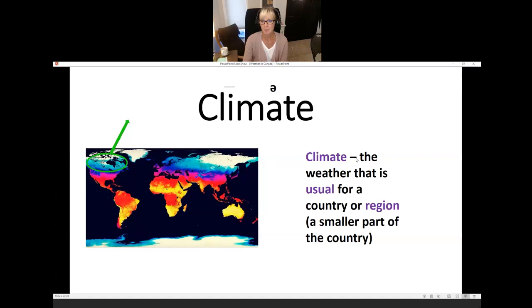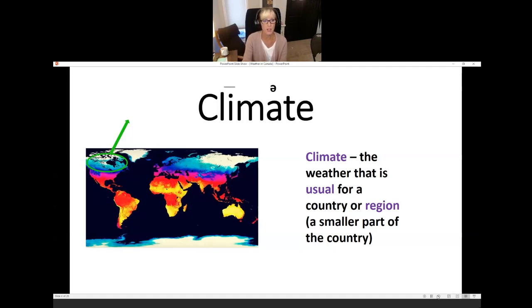Climate is the weather that is usual for a country or region. So if weather tells us what happens on one day, climate tells us what happens over many months. It's the usual weather for many months. In Canada, in the country, the climate over the summer is probably pretty mild.